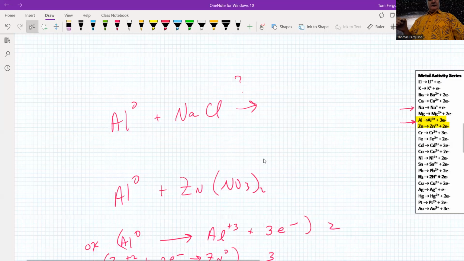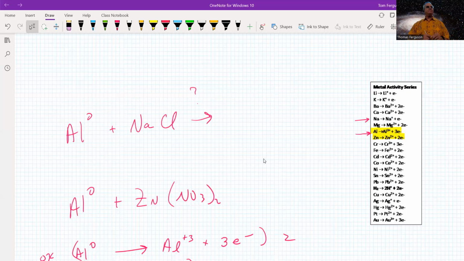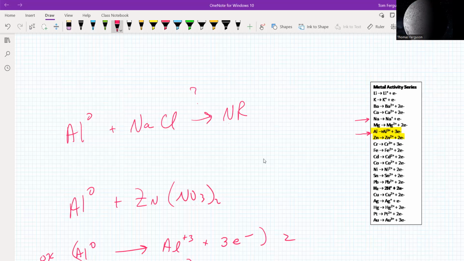Aluminum and salt. Throw those babies together. This is called an aluminum boat in the ocean. The ocean's got the sodium chloride in it, and a lot of boats are made of aluminum. Okay, so does this reaction happen? Well, aluminum is not above the sodium. So, no visible reaction.